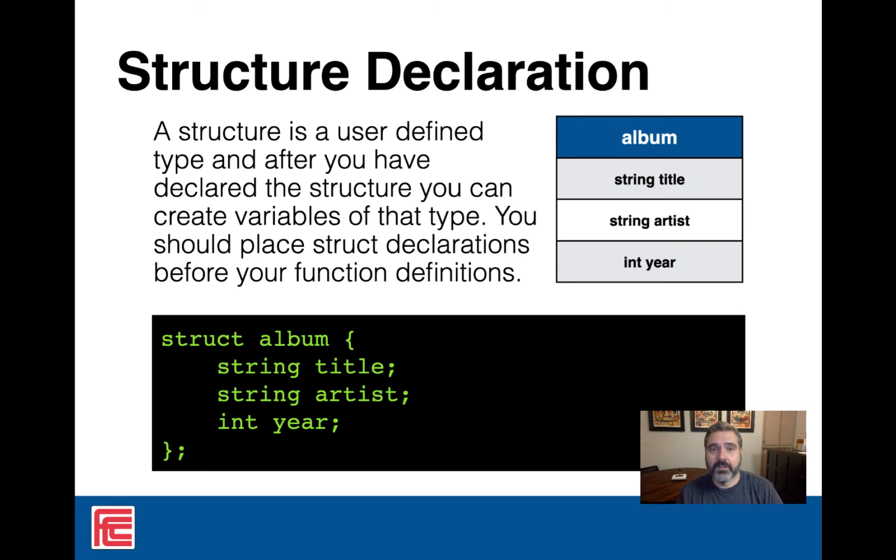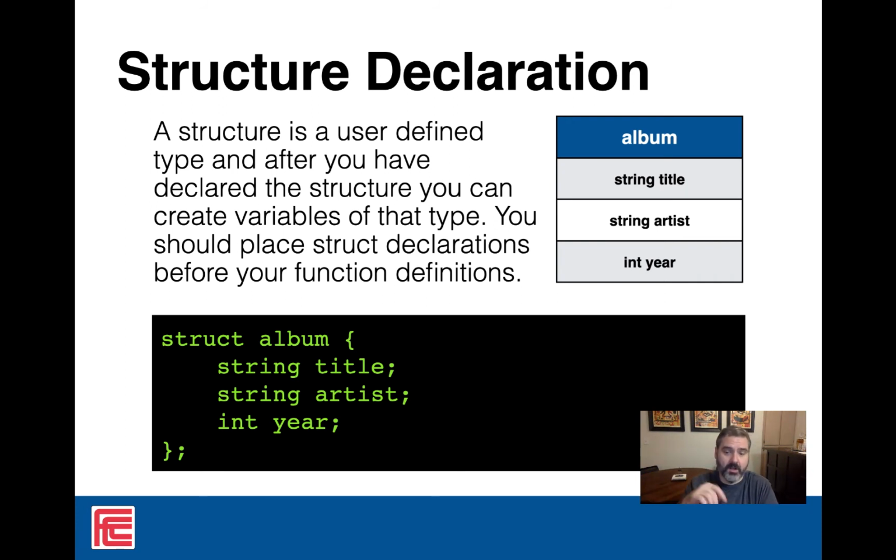To do that, I can declare this structure, struct album, and then inside of curly braces, I can define all the members. The members that I have are string title, string artist, int year, all right? Those three variables inside of that struct mean that every time I create a variable of type album, I'm creating a variable that has enough space to hold two strings and an int. It's much bigger than a normal variable. It's like three variables stuck together. And based on where their locations are, the compiler will know where things are located.